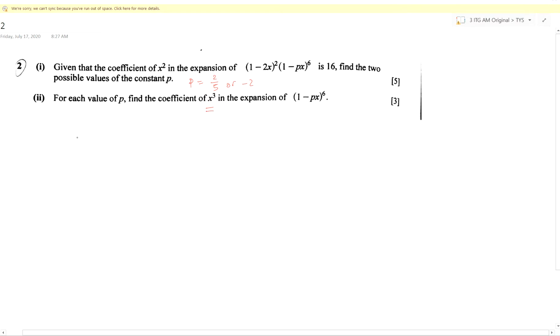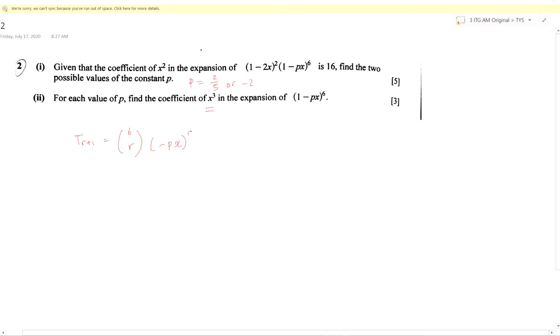Okay, so the r plus 1 term will be 6 choose r multiplied by 1 to the power of 6 minus r, which we know is going to give us 1 anyway. So actually, we don't bother writing that down. The next term will be negative p x to the power of r.